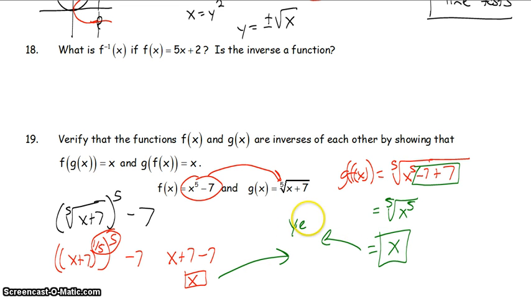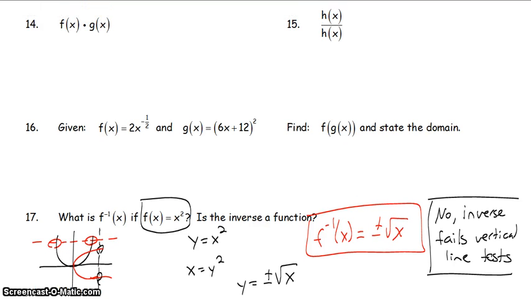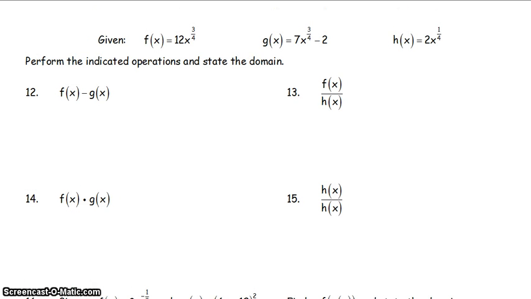So yes, inverses. Okay, so now I did the 4 that people asked about. I'm going to just pick random ones. Let's do 1 or 2 of these state the domain and stuff up here. Let's do 14. A lot of people asked about 14.